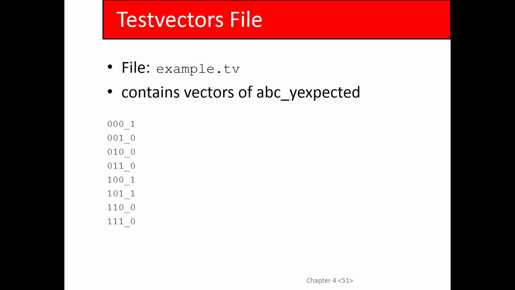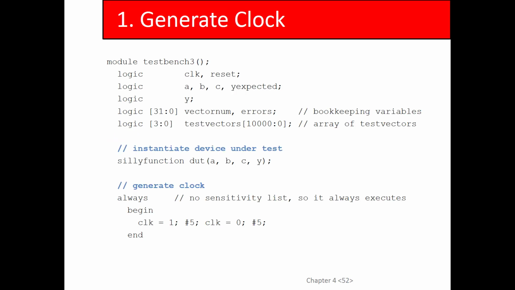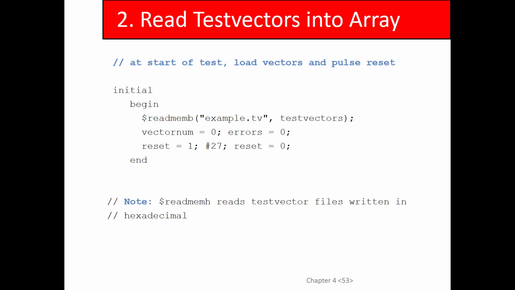This one is in binary, so that's just the inputs, and then they use an underscore to separate the inputs from the output. The underscore is actually just ignored. To read that in, it's just one line of code. $readmemb, where b stands for binary. If it were in hex, you'd use h there. Then you just give the file name, and then a comma, and a two-dimensional array that you use to read in the test vectors.